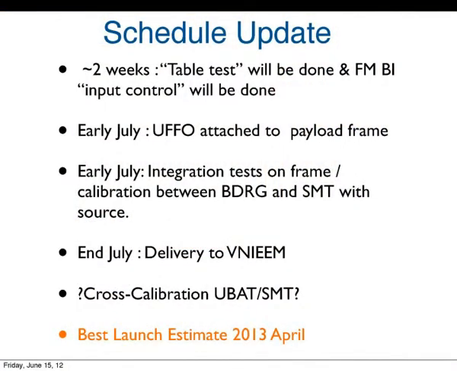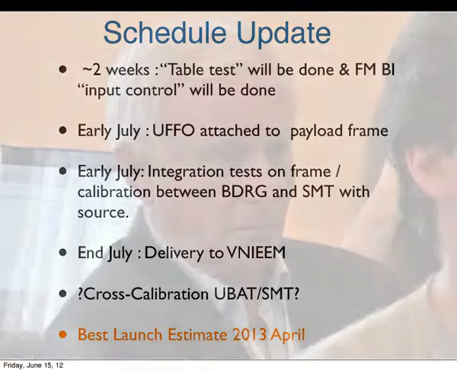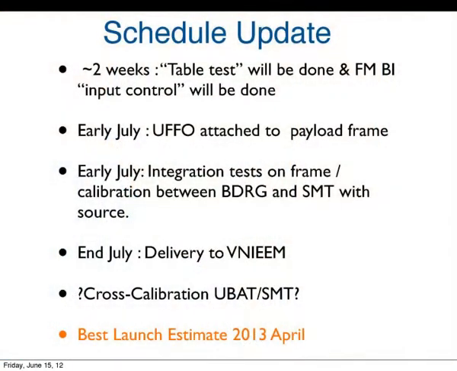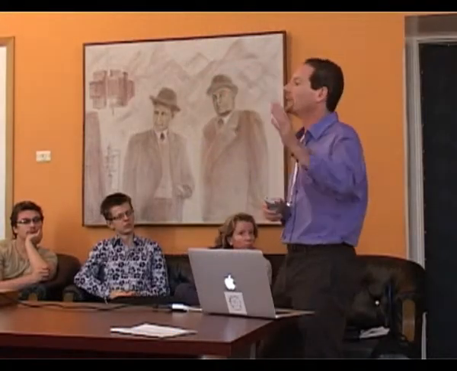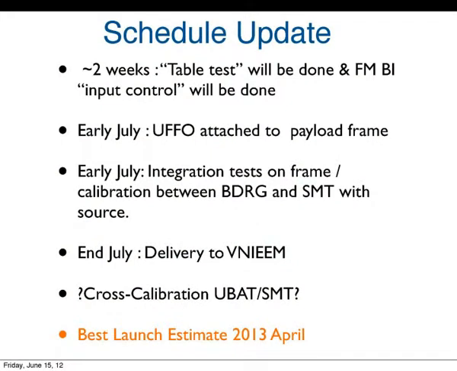Again, our field is too small to get a very large yield from BDRG, but what if you have a failure of UVAT? It's still a nice thing to have. And also, it would be nice to have data from BDRG and Shock and SMT all at the same place and time. And then in July, we'll be delivering this thing to VDM. I'm not sure when the final cross-calibration is scheduled. That's a kind of a question mark for me. And our best launch estimate now is 2013 April.